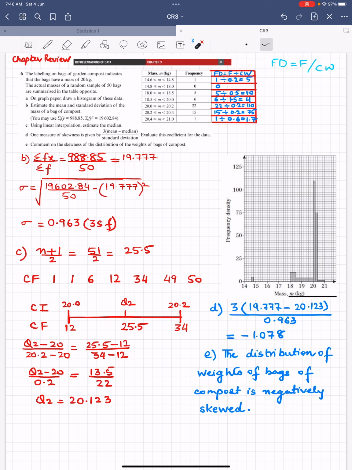Next, moving on to part E, comment on the skewness of the distribution of the weights of bags. As we can see that our answer is negative, therefore the answer for part E is that the distribution of weights of bags of compost is negatively skewed.